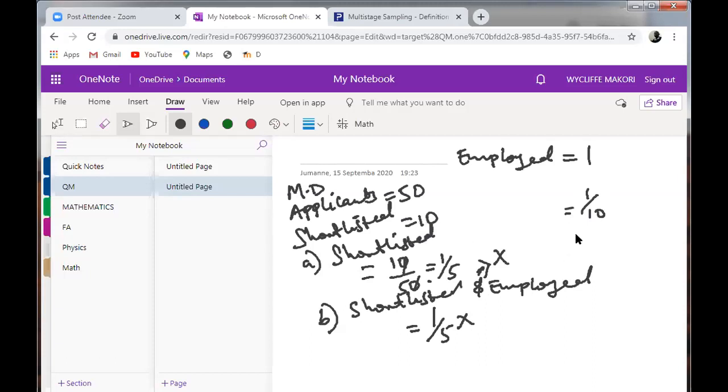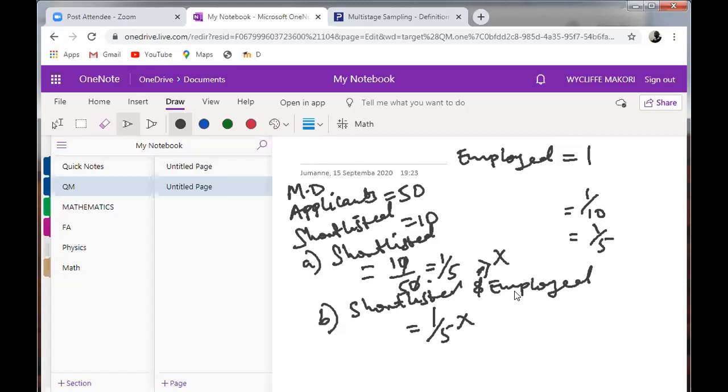And, Lukalo, you were saying something? For me, I feel it is 1/5. Because we are doing 1/5 times the probability of being employed, which is 1/1, the same as 1, so we might only get 1/5. I'm saying that we take the probability of being shortlisted, which is 1/5. Then we multiply by the probability of being employed, which now is 1.